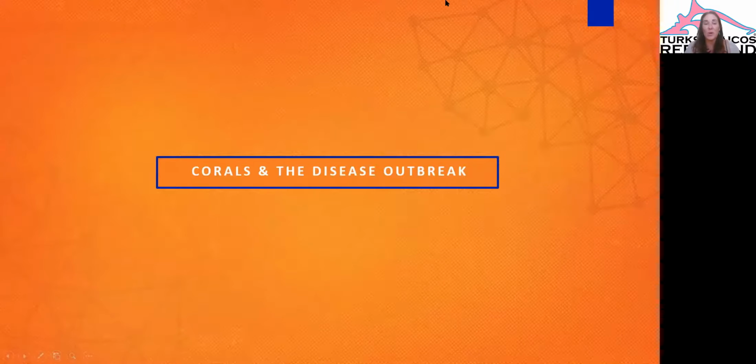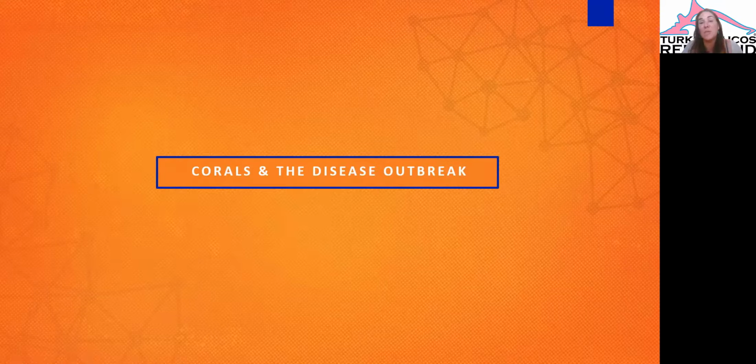So in our next episode, we're going to go straight into corals and the disease outbreak. We're going to look at the 14 susceptible species, or most common of the susceptible species, at least for the Turks and Caicos region, as well as how stony coral tissue loss disease affects these corals and what you should be looking for when you're out in the field doing monitoring.